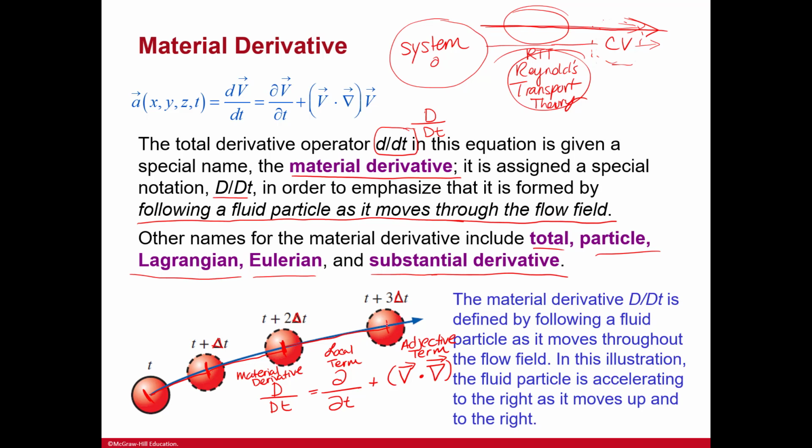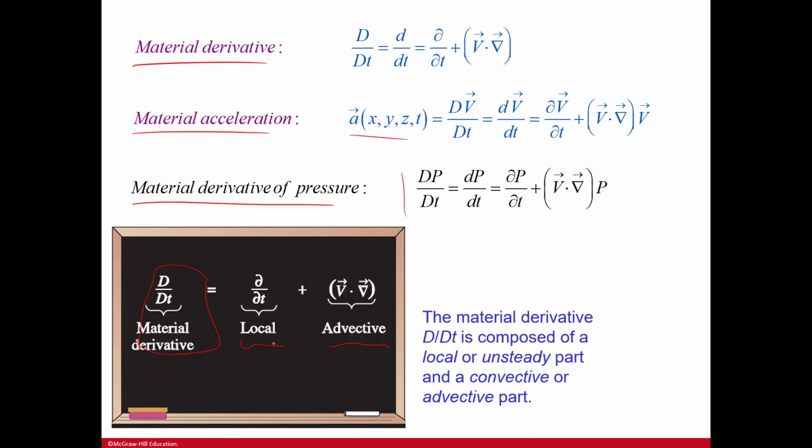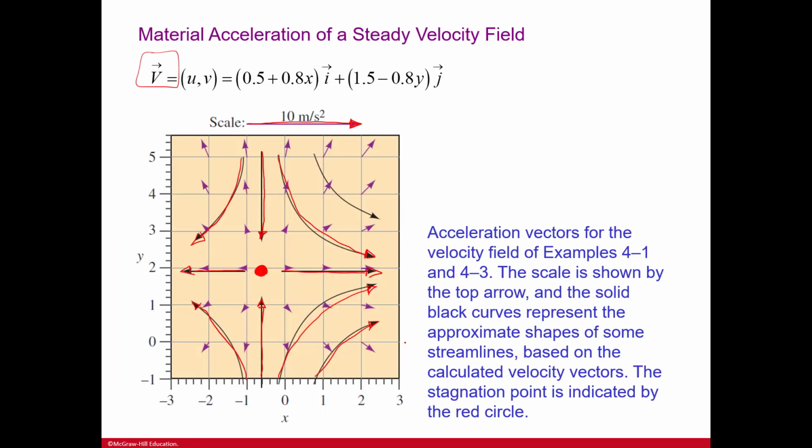And then here again, we have the same force acting on it and we have the same time change, but the particle is accelerating. So here again, we've got the material derivative, we've got the material acceleration, and then the material derivative of pressure. And then here it just says it's composed of a local or unsteady part and a convective or advective part. And so we talked about these, we just defined them, what this local and then advective portion is. And so here's a steady velocity field, and this is the material acceleration.